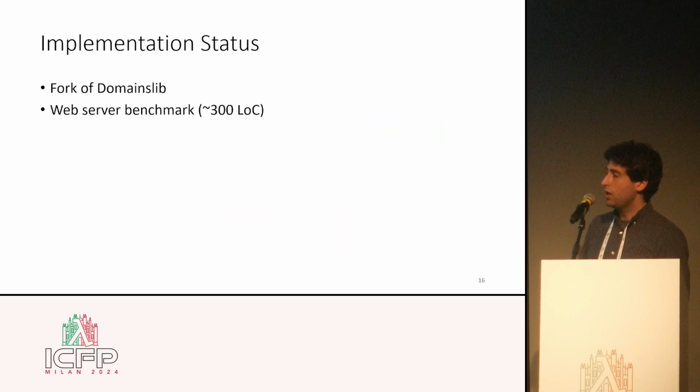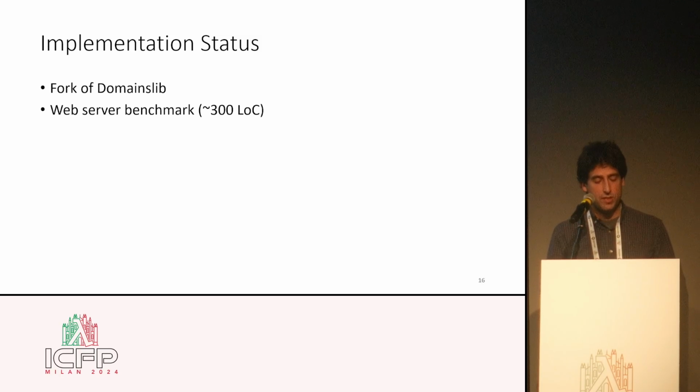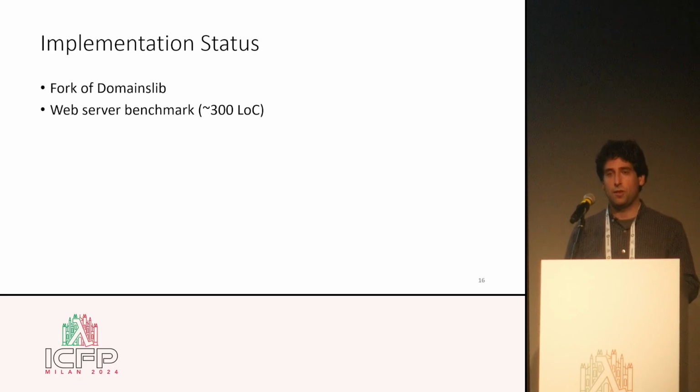So I want to talk briefly about the implementation status. I've implemented this as a fork of Domainslib. I've implemented a few small micro benchmarks just for testing pieces of the code, and I've also implemented this web server benchmark, a tiny web server, about 300 lines of code. Haven't really done a lot of quantitative evaluation of Priodomainslib yet, so that's still work to be done.